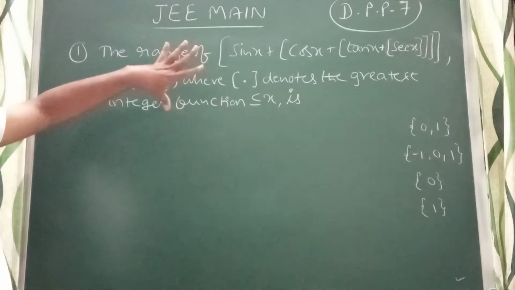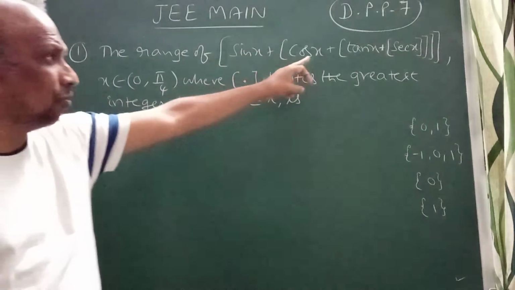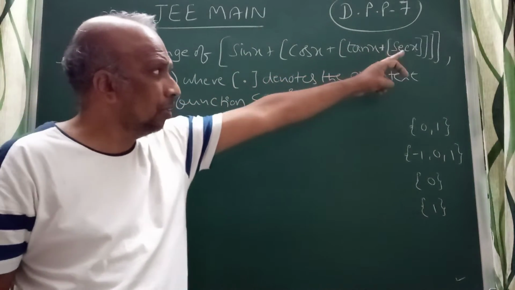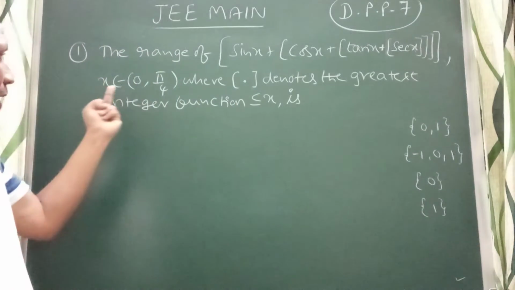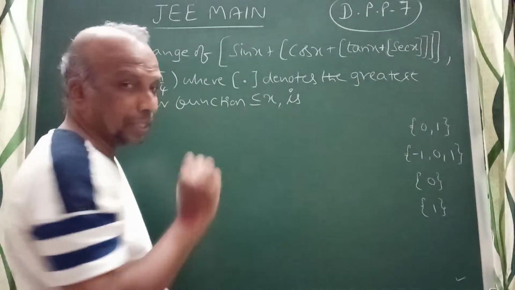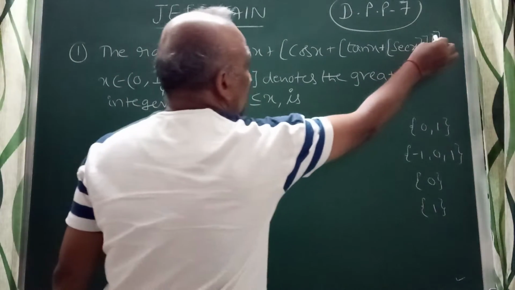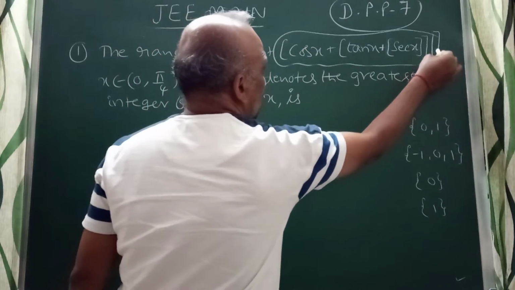This is one of the problems: the range of step of sin x plus step of cos x plus step of tan x plus step of secant x, what is the range of this function when x belongs to (0, pi by 4)? Think about when the step function gives an integer. You can see here this value gives an integer, right? Step of this one gives an integer.